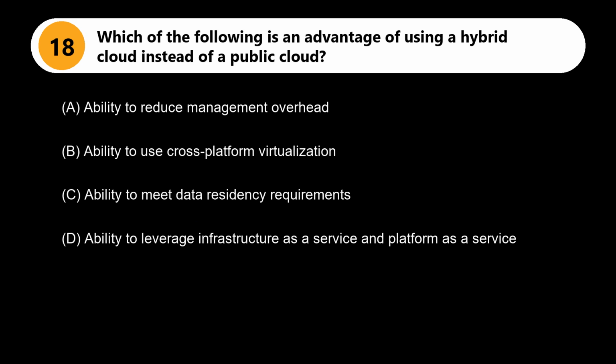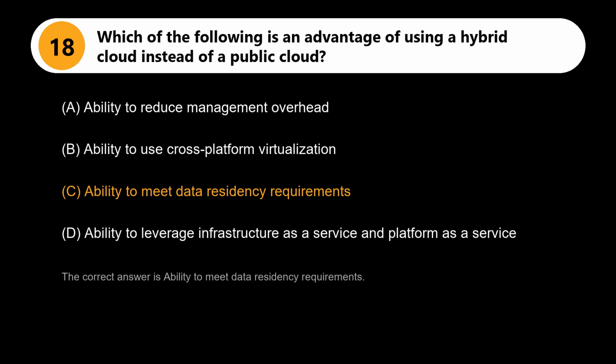Question 18. Which of the following is an advantage of using a hybrid cloud instead of a public cloud? Option A, ability to reduce management overhead. Option B, ability to use cross-platform virtualization. Option C, ability to meet data residency requirements. Option D, ability to leverage infrastructure as a service and platform as a service. The correct answer is option C, ability to meet data residency requirements.